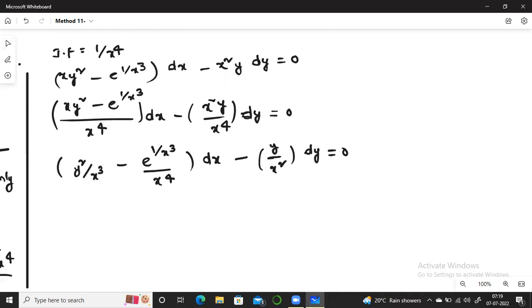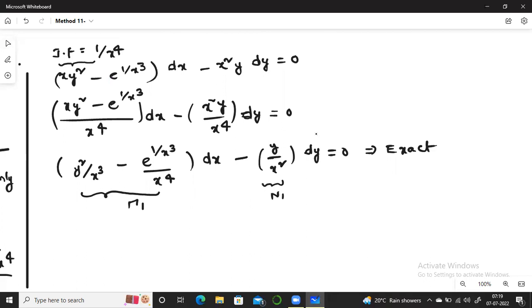Now I am saying that it is exact, but you can confirm it if you want. Actually, a non-exact equation is converted into exact by multiplying with this integrating factor. So now, if you want, you can check it. You can treat this one as M1 and this one as N1.